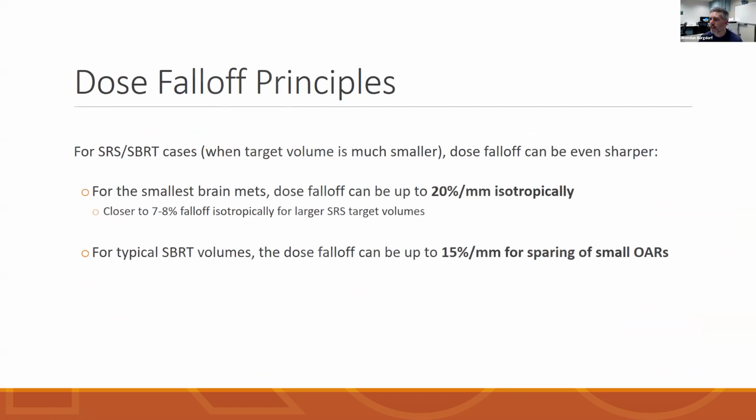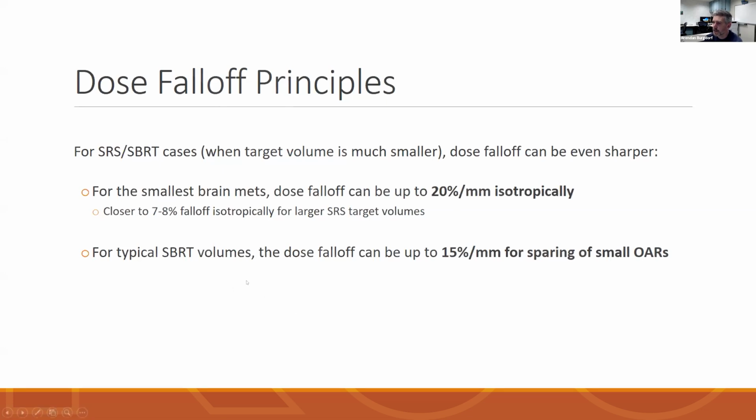And then for SRS and SBRT cases where the target volume is much smaller, and we often allow a larger hotspot in the center of the target, we can make dose fall-off even sharper. So for very small brain metastases, dose fall-off can be up to 20% per millimeter isotropically. If the SRS target volume is a little bit larger, that dose fall-off may be 7 to 8% isotropically. But you can see that's more than 2 times what we can achieve in standard cases.